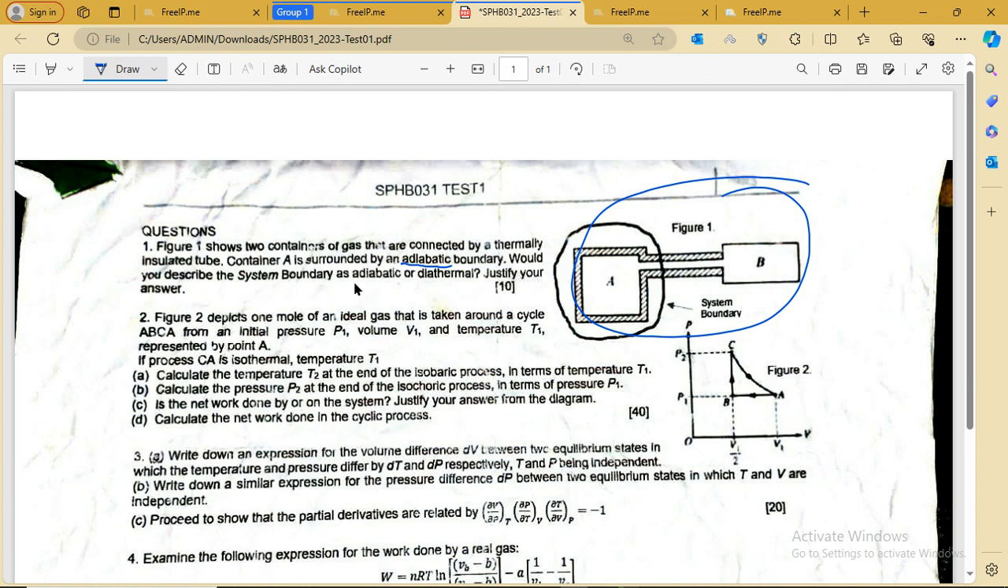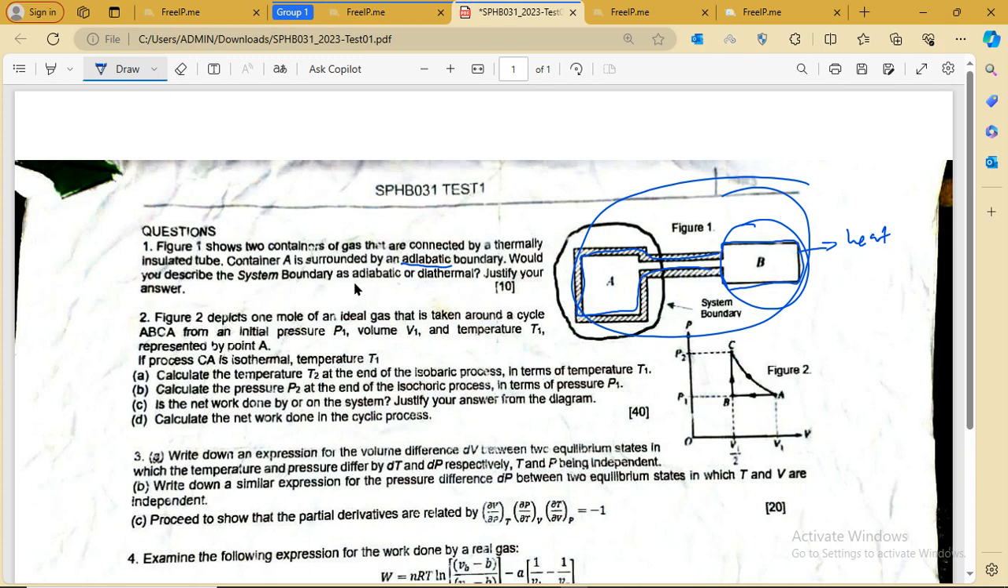Because in this case, here you don't have heat exchange. But what about here? There's no boundary here. So it means heat can exchange with the surrounding. For B, heat can be exchanged with the surrounding. Meaning, when heat is exchanged with the surrounding, what does that mean? It means it's going to be diathermal. Instead of adiabatic, it's going to be diathermal.